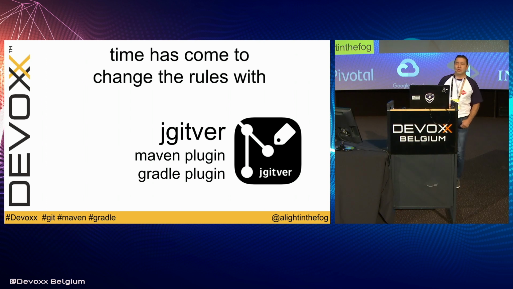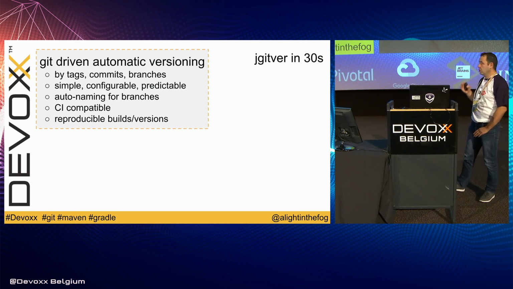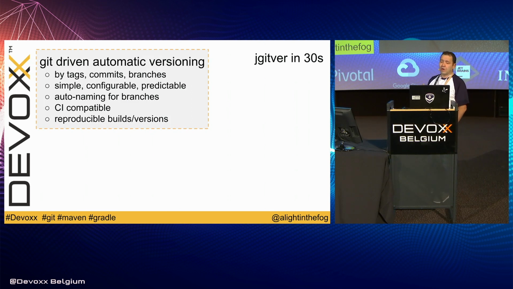I think it is time for us to change a little bit our mind, and I propose to look at jgitver and the tooling around a Maven plugin, a Gradle plugin, on what we can do. First, very quickly, jgitver is only based on your Git features, meaning that it will look at your Git history, at the tags, at the commit, at the branches, and from there, it will compute automatically a version for your project. Several other features, of course, it is CI compatible, very configurable, but it comes with good defaults so that you can use it upfront and so on.